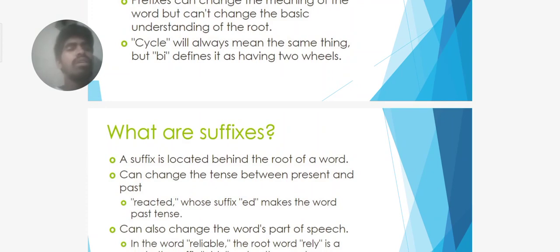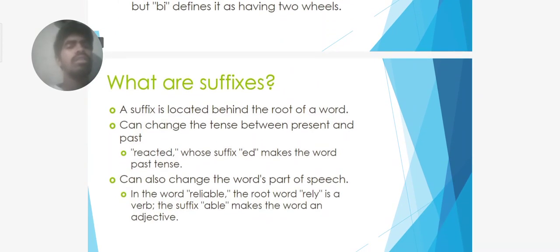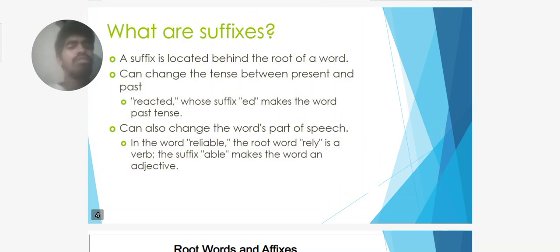So what are suffixes? A suffix is located behind the root of a word and can change the tense between present and past. In reacted, the suffix ed makes the word past tense, and we already know that we can identify past tense verbs by d and ed. A suffix can also change a word's part of speech. In the word reliable, rely is a verb. The suffix able makes the word an adjective.